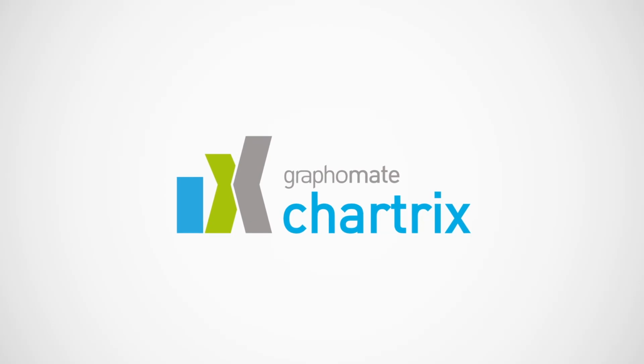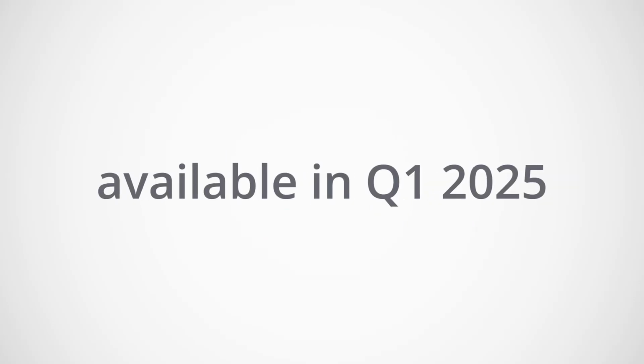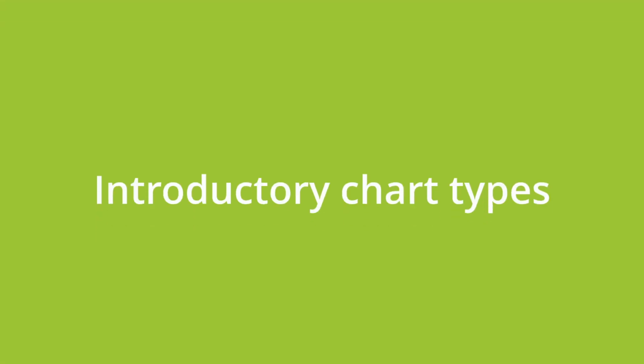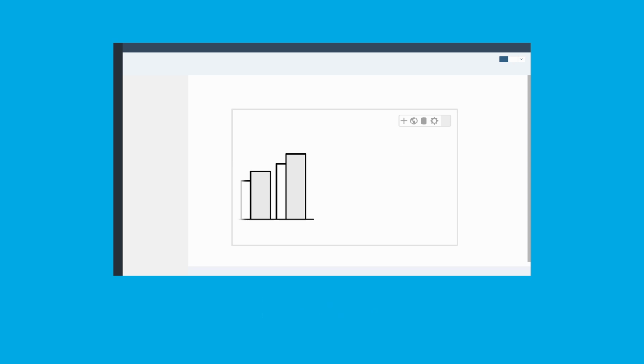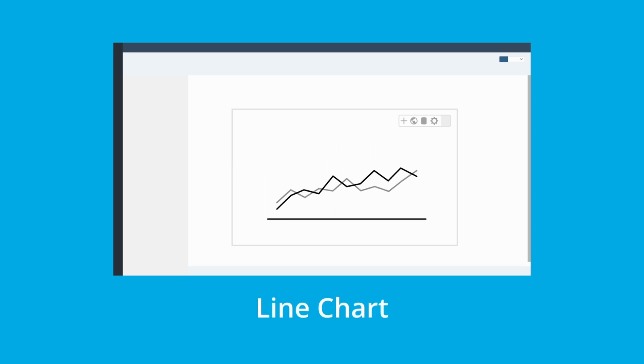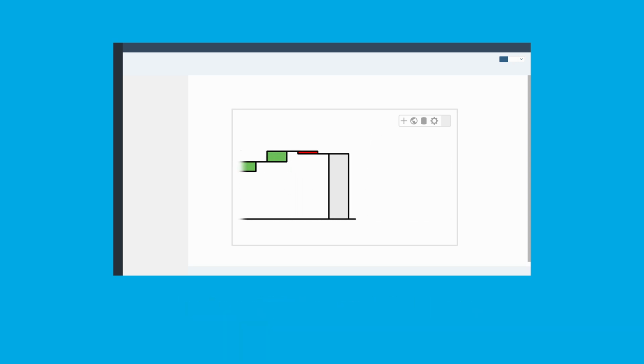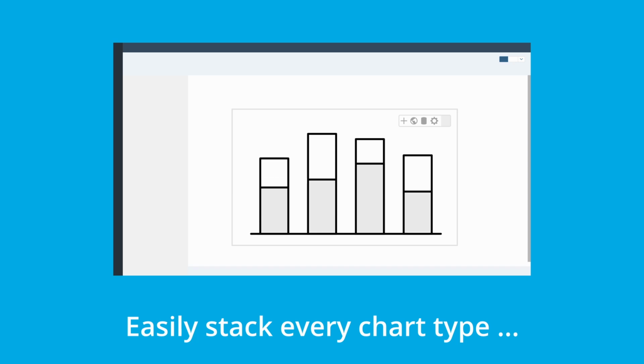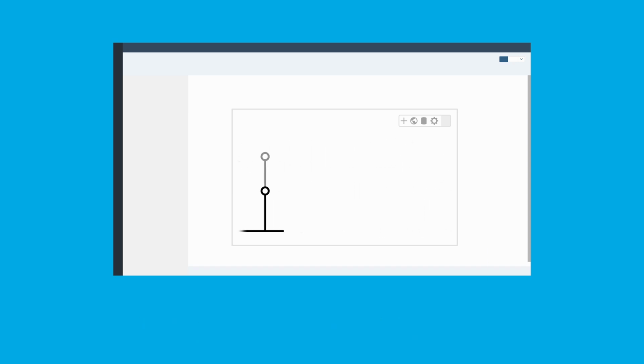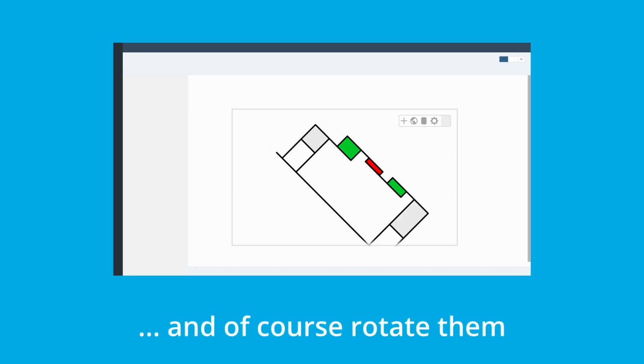The graphomate chartrix is our latest development and it's going to be available in early 2025. Let's take a look at the features. On release, we are providing the following basic chart types: bar chart, pie chart, line chart and waterfall chart. All of these can be easily stacked and are available in horizontal and vertical orientation.